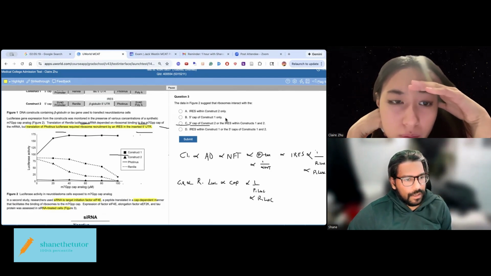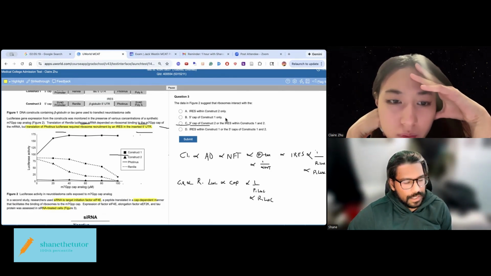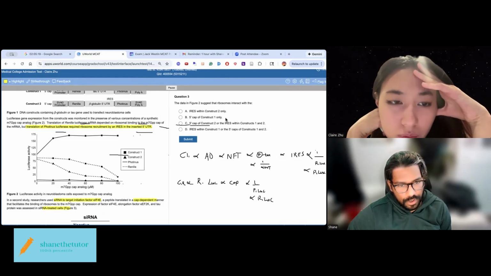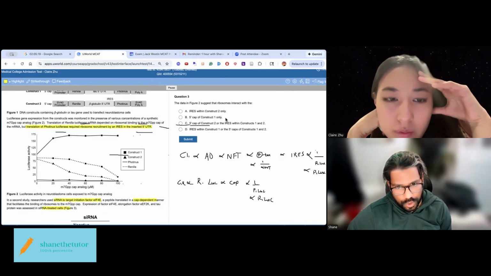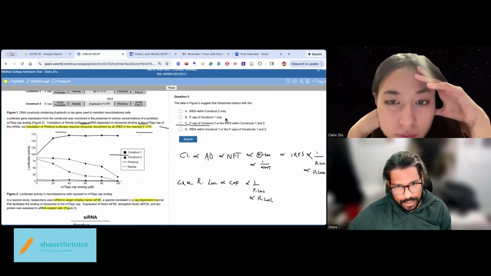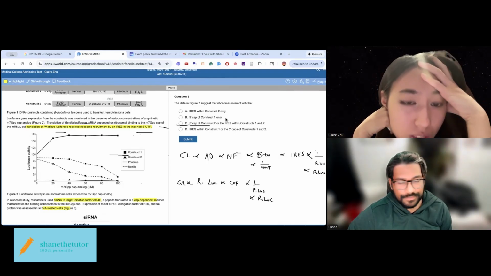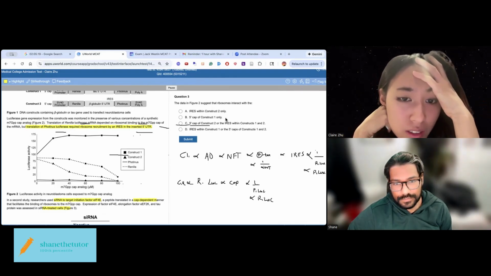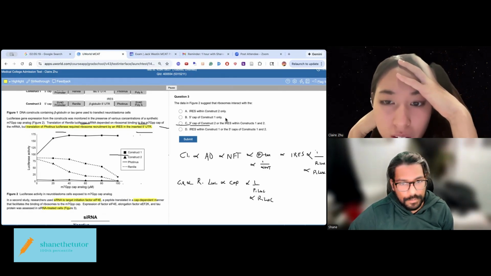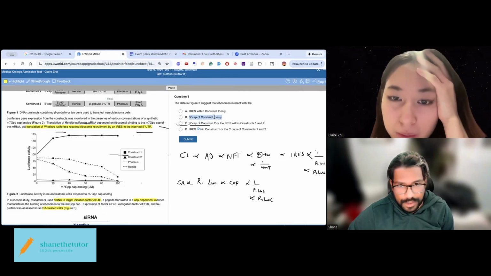Okay, so Photinus does not need the cap. Photinus happens more in construct 1. So construct 1 should work in the IRES, right? Yeah. Okay. Yeah, Photinus needs the IRES. Yep. So I can eliminate B probably.